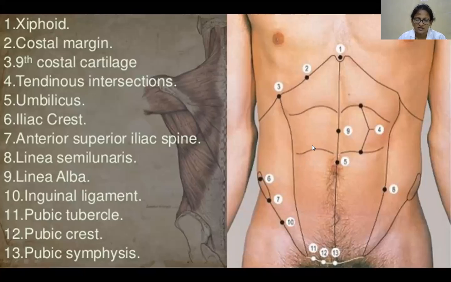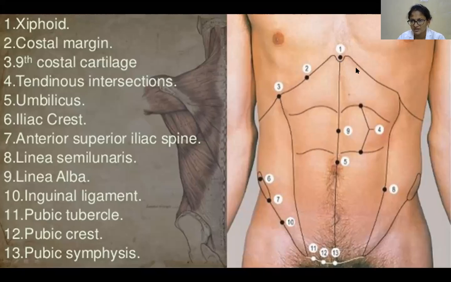Next, some important landmarks are known either visibly or by palpation. See, this is the anterior abdominal wall. We all know this point. What is this point? This is the xiphoid process. The xiphoid process is a part of the sternum. The sternum consists of three parts: the manubrium, the body of the sternum, and the xiphoid process.